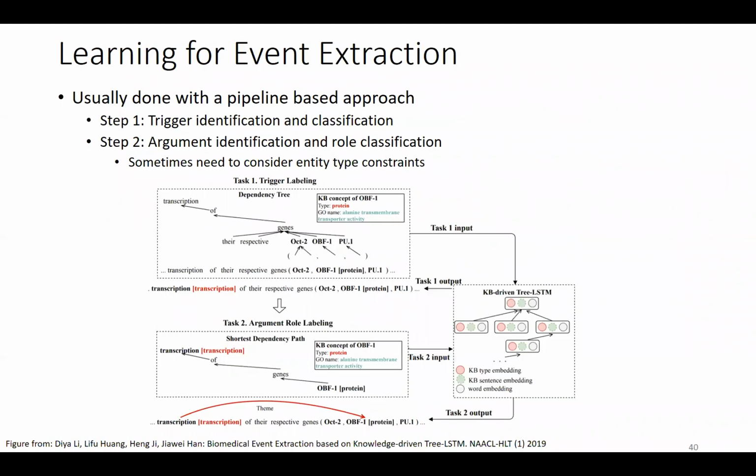It's also common to think about using a two-step approach to extract events. The first step is trigger identification and classification. And the second step is to do argument identification and argument role labeling. So both of the steps can be done with a learning-based approach. For example, in this example, a tree-based LSTM is used to get representations based on the dependency parse tree.